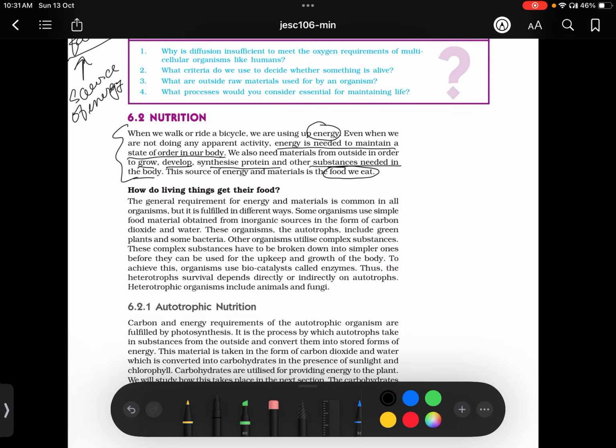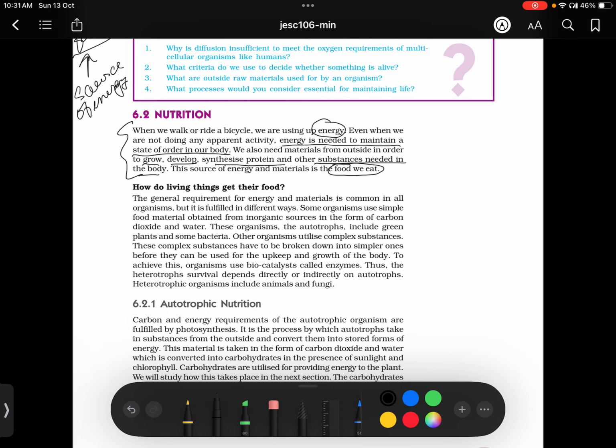Now coming to the next paragraph, how do living things get their food? The general requirement for the energy and material is common in all organisms, but it is fulfilled in different ways. Some organisms obtain simple food material from inorganic sources in the form of carbon dioxide and water. These organisms, the autotrophs, include green plants and some bacteria.